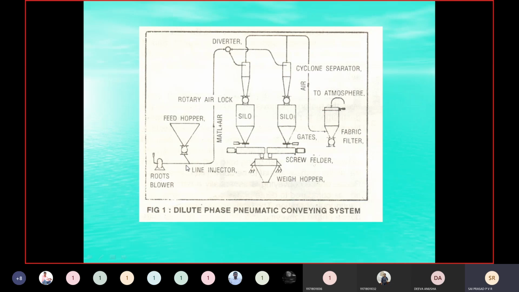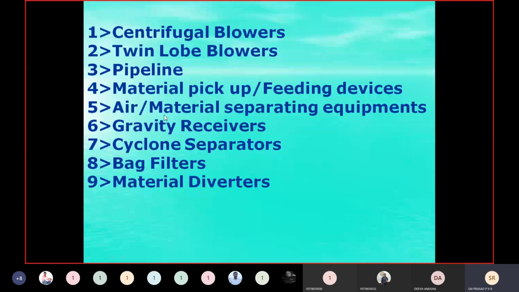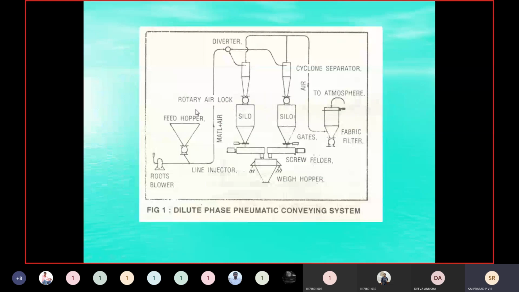This is what he is talking about as the loaders. Material pickup and feeding devices. What are feeding devices? How the materials are sent to the silos, etc. That is the diverters. Then air material separating equipments. If you see here, air and material are mixed together, but where they are separated, that is in the cyclone separator.